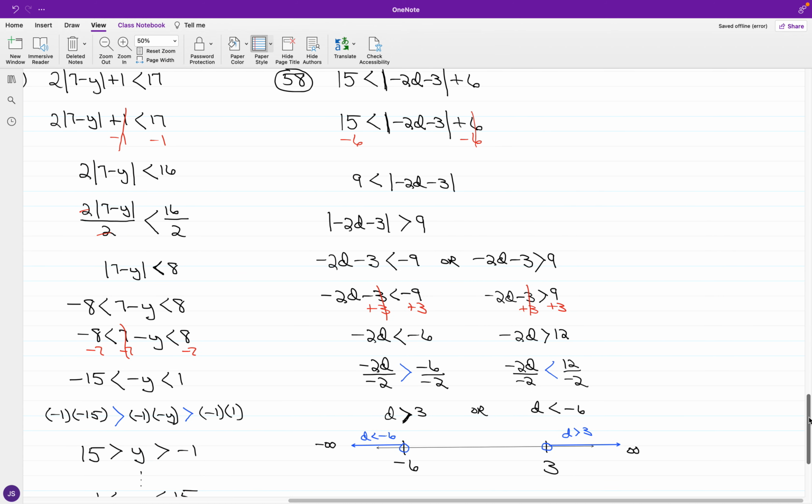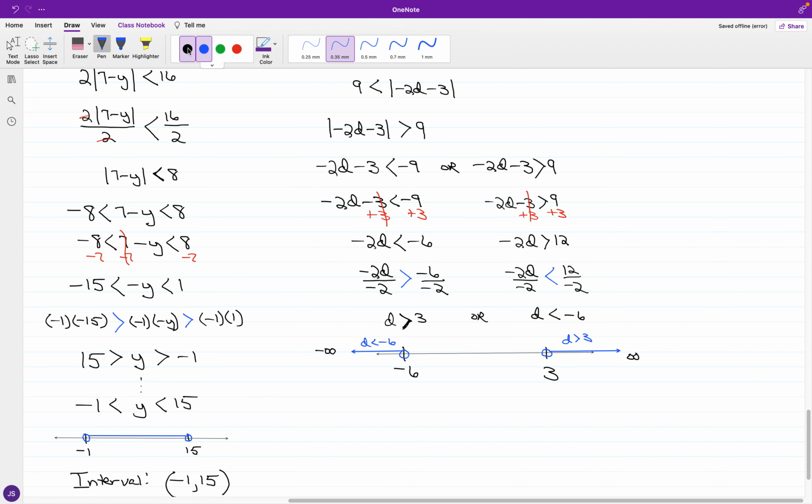Okay, so in the case of the interval solutions, d is less than negative 6, which is situated at the lower end, so we have parentheses around negative infinity and negative 6. And at the upper end, we have those values of d greater than 3. And again, the solution is going to be the union of these particular intervals.